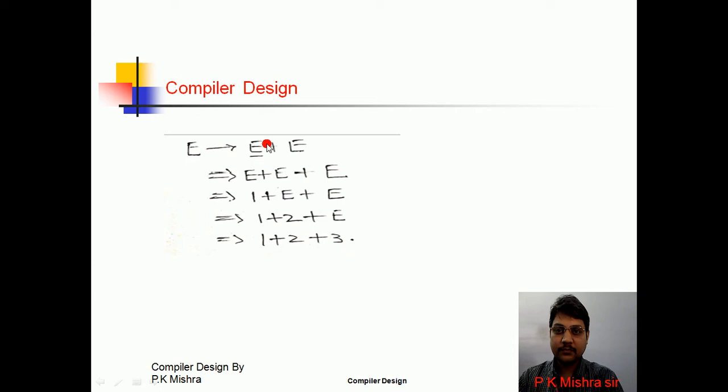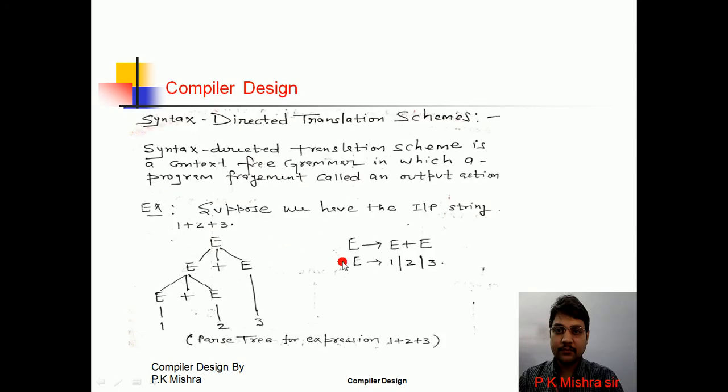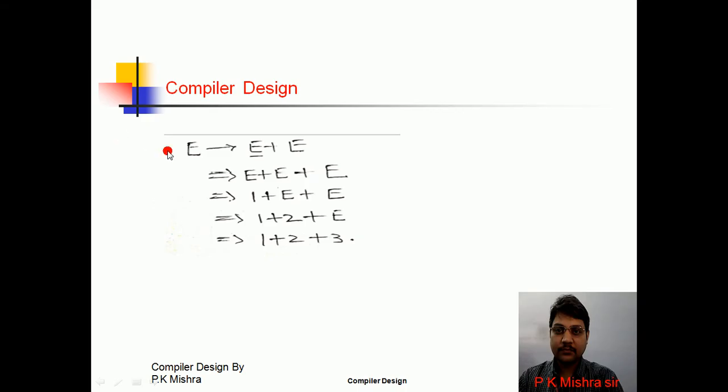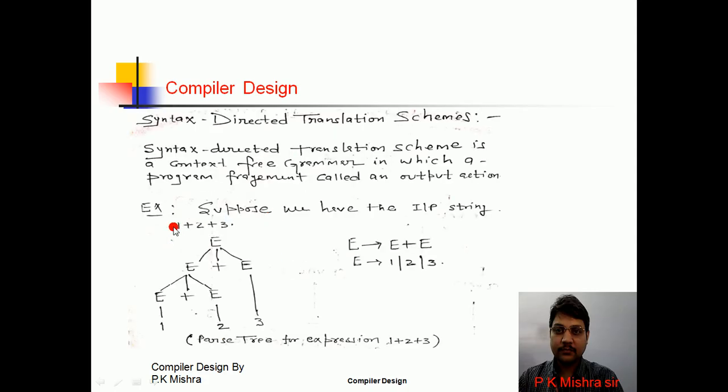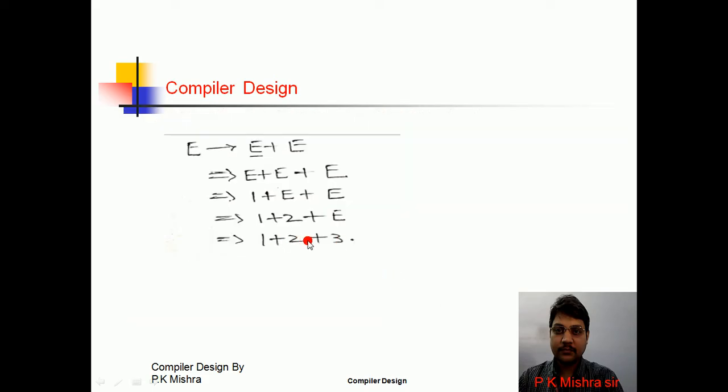E gives E plus E, and in place of the Es just put 1 2 3, meaning 1 2 3 is generated by this grammar. Why is 1 2 3 generated? Because in place of E we can write 1, in place of E we can write 2, in place of E we can write 3, and in place of E we can write E plus E. So in place of E write E plus E, and then 1, then 2, then 3, meaning 1 2 3 is generated. This is called the leftmost derivation. So the string 1 plus 2 plus 3 is generated by this given grammar.